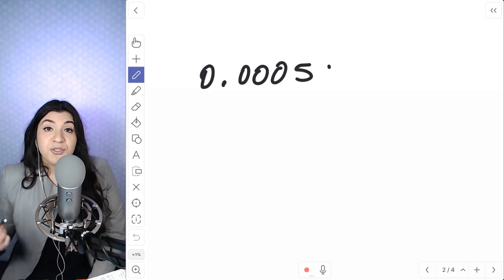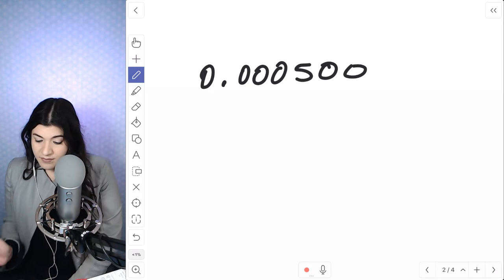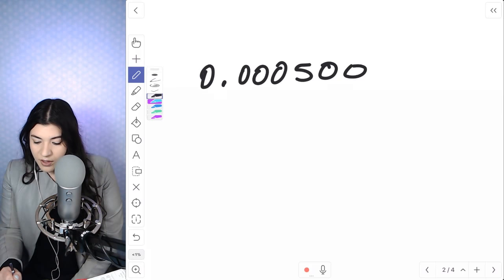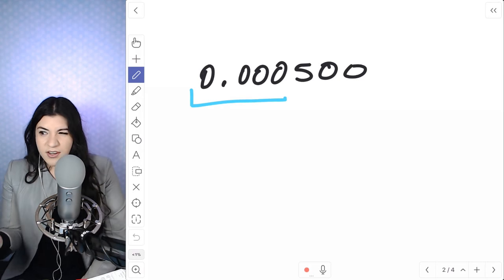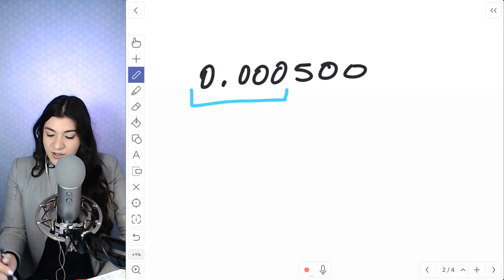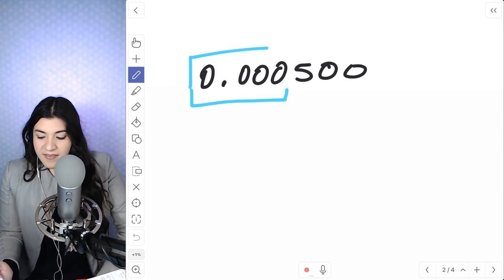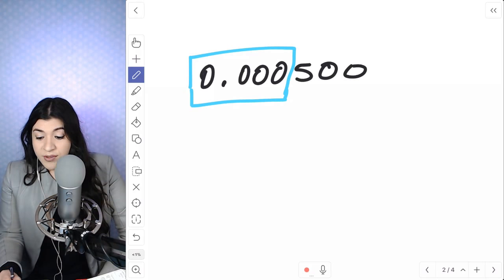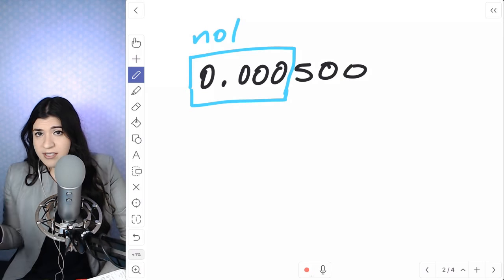0.000500, sure. So something like this. Our leading zeros are kind of what they're stated already. They're the ones that are leading, the ones that are in front, so in the very beginning. So these ones, and these we're going to state are not significant. They're not sig figs whatsoever.